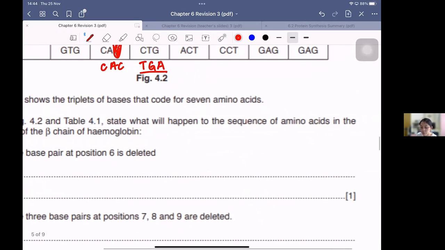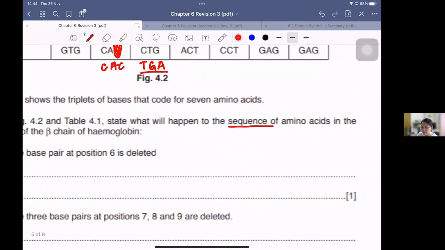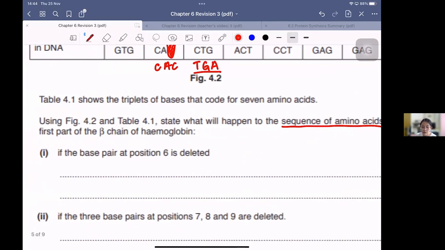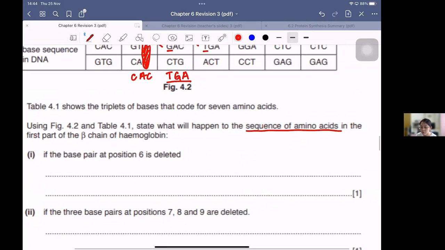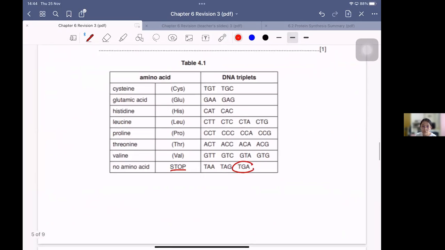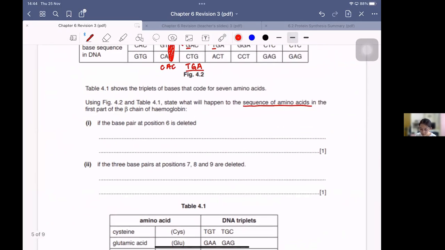Reject frame shift or description of frame shift, because the question asks us what will happen to the sequence of amino acids in the first part of the beta chain of hemoglobin. So we have to talk about what actually happened to the sequence of amino acids. So we have to go into more detail.